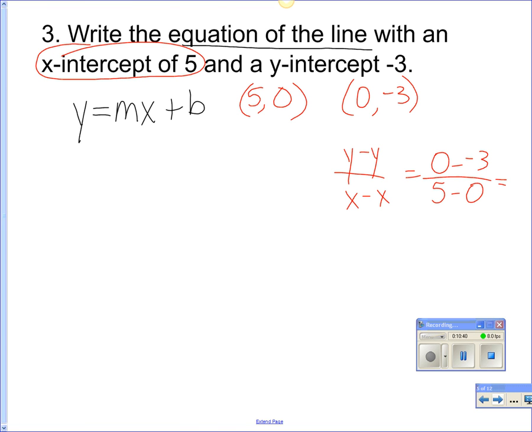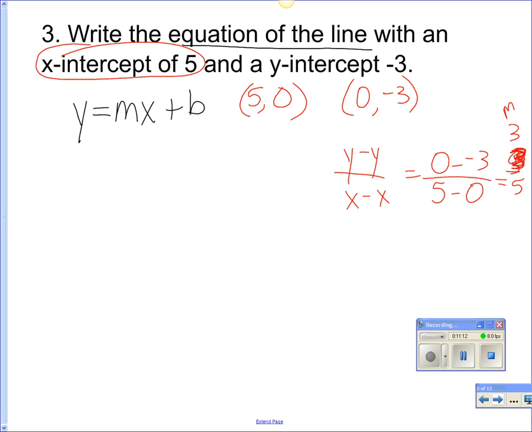What'd you get? 3. And on the bottom, you get 5. 3 over 5. Okay? All right. Daniel, what should I label 3 over 5? What letter? M. Why do I label it M? Because it's our slope. Okay. All right. Haley, what am I doing next? Good. Putting it in here.